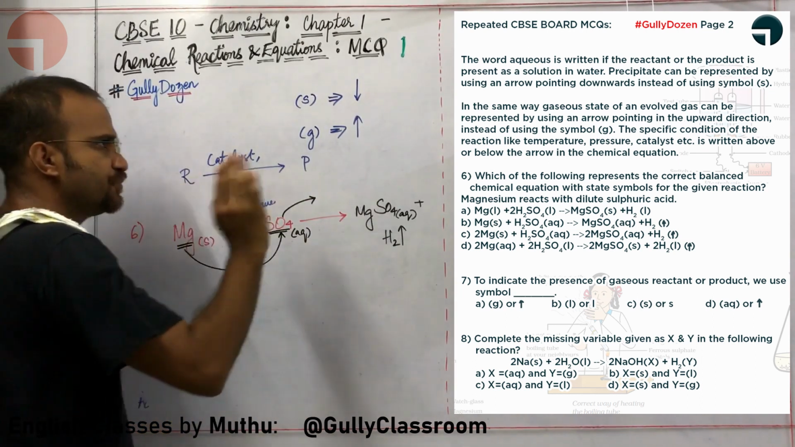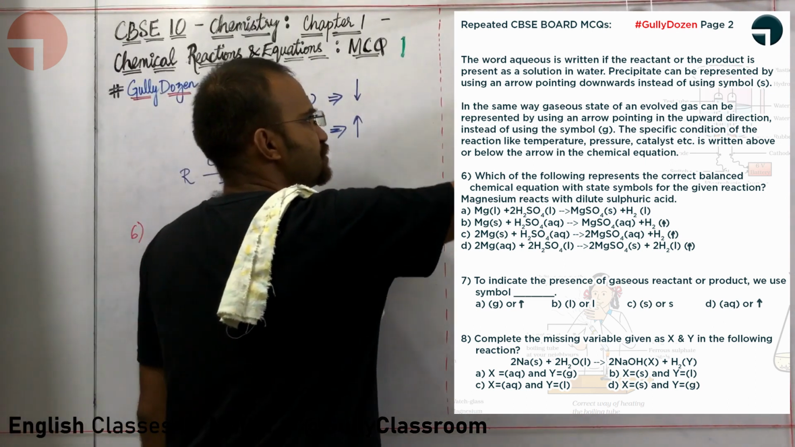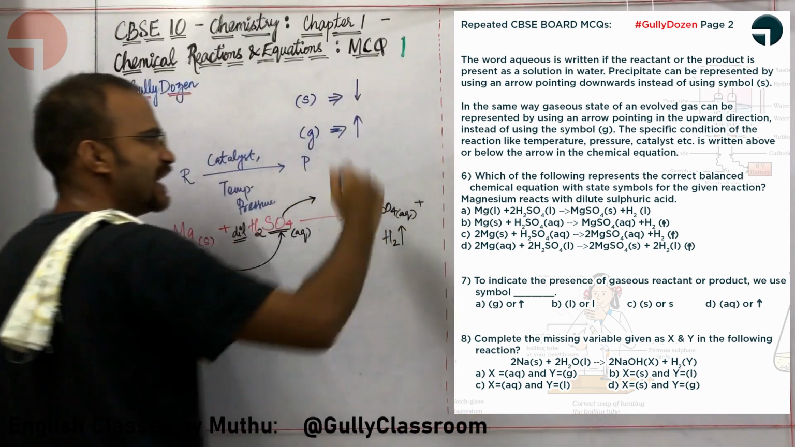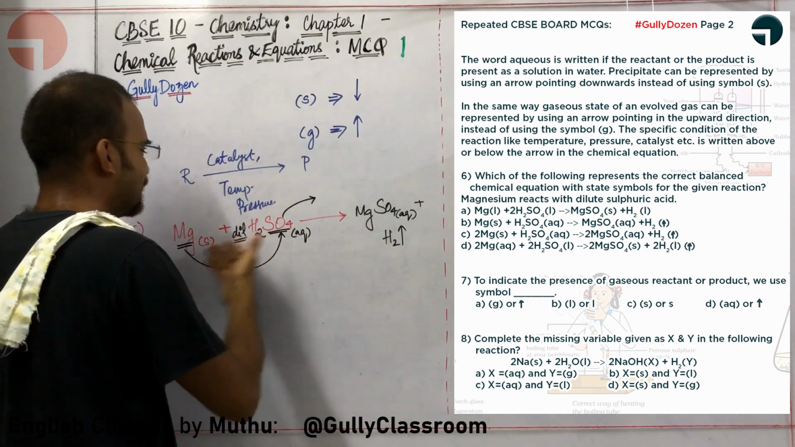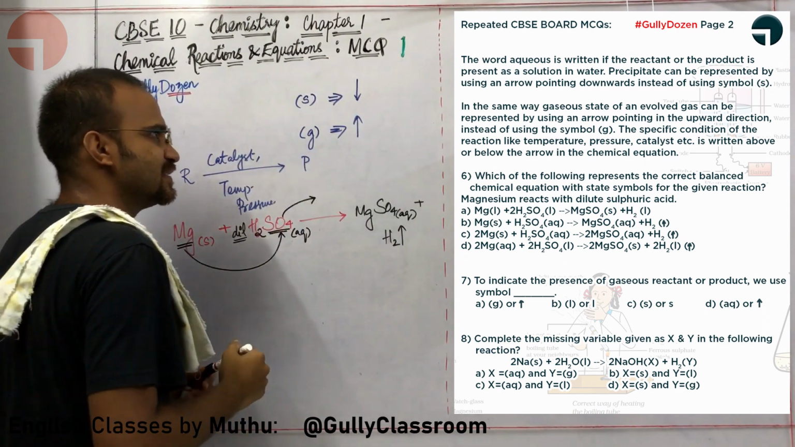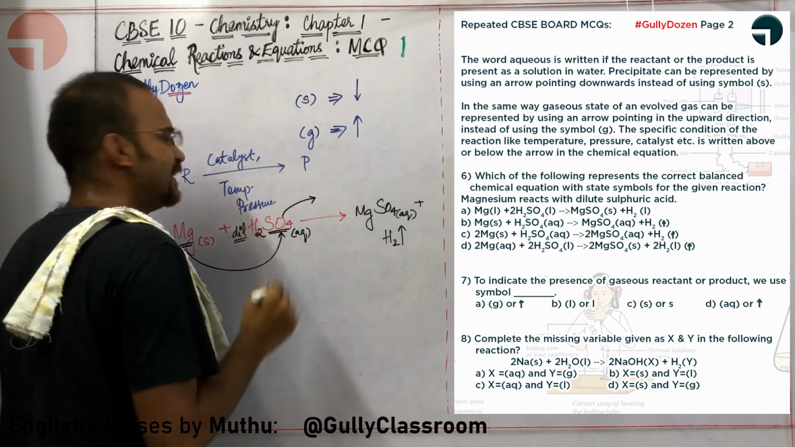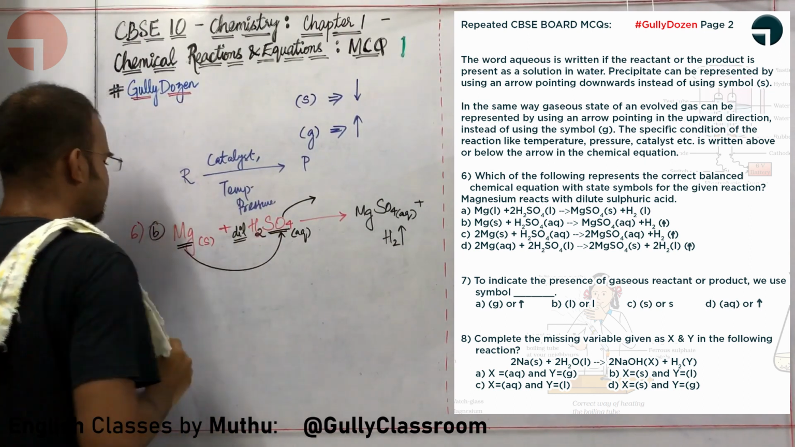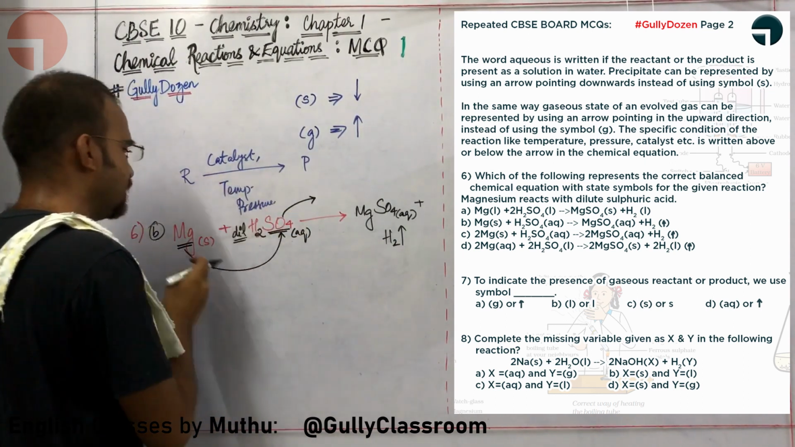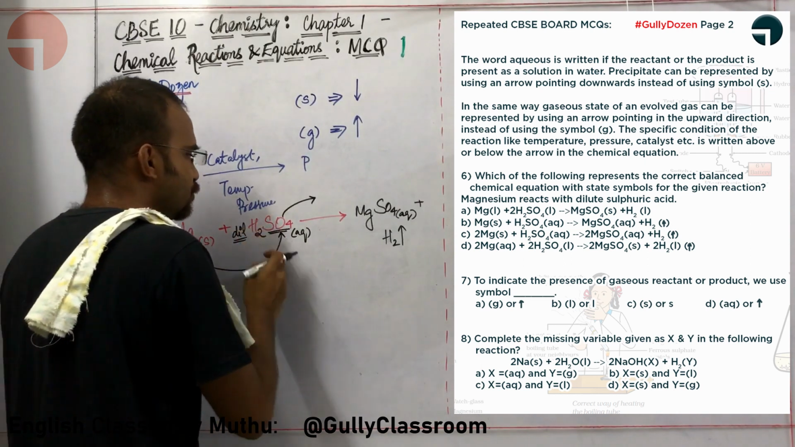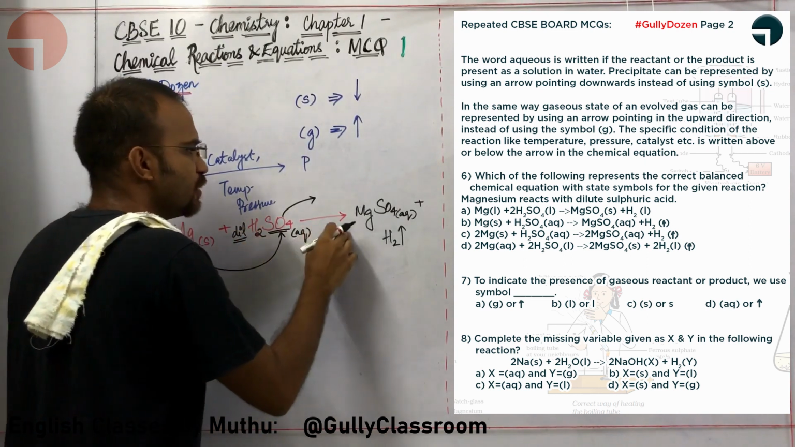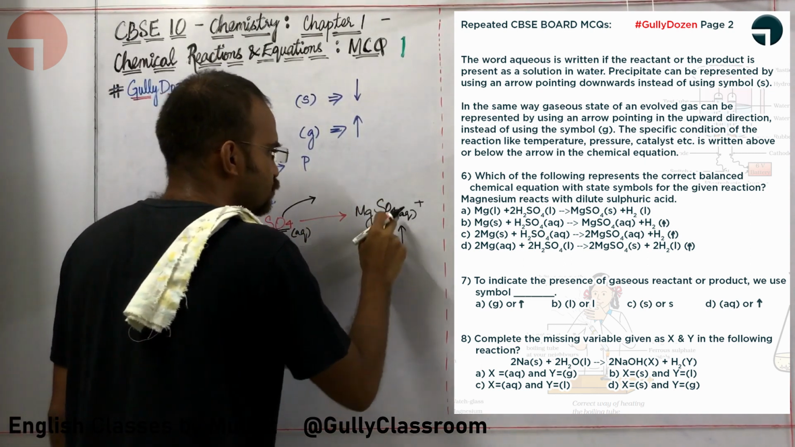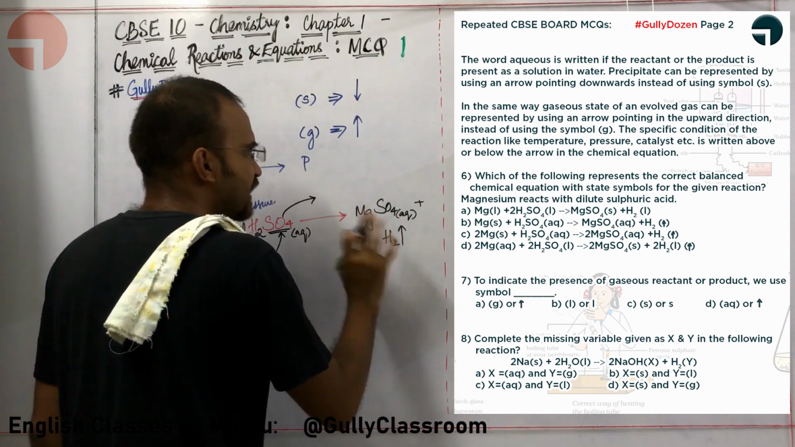Now, which of these reactions is written like this? Here, the second reaction for the sixth one is written exactly the same. Magnesium is combining with dilute H2SO4 which is aqueous in state to form MgSO4, magnesium sulfate, which is once more aqueous in state and releases hydrogen.